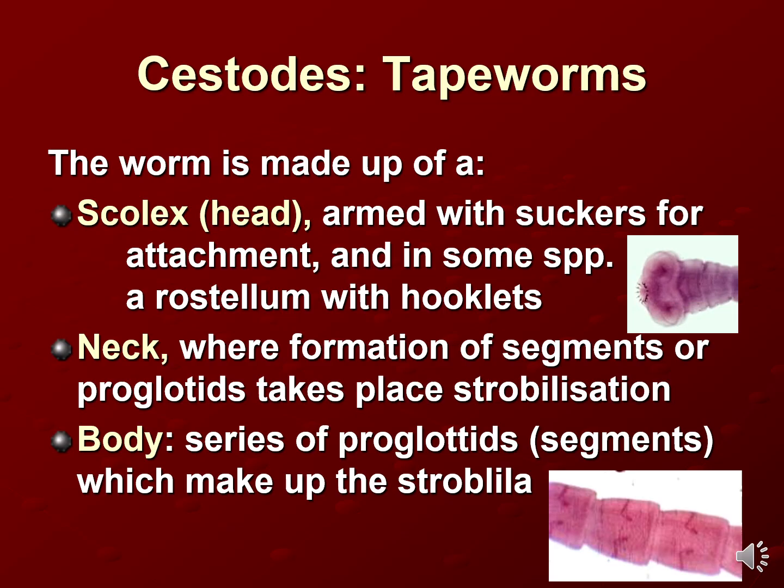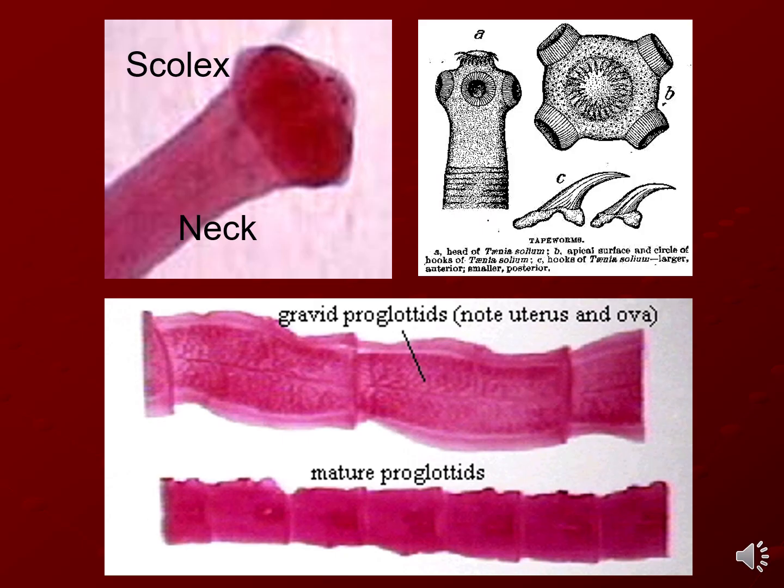And the neck is the area, of course, behind the head where formation of new segments or proglottids takes place, a process called strobilization. Now, the body is a series of proglottids or segments that is referred to collectively as the strobila. So, the body of a tapeworm is referred to as a strobila. And those are pictures. Here we see the scolex and the neck behind it. And in a schematic drawing, we see the scolex again with the rounded suckers in this case. And it has got a rostellum at the tip of the head with hooklets in there.